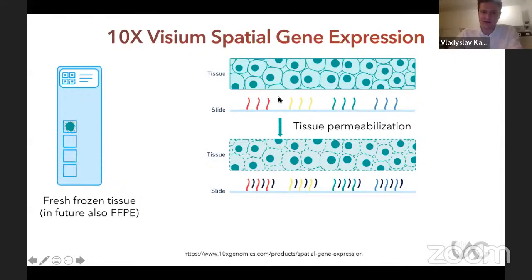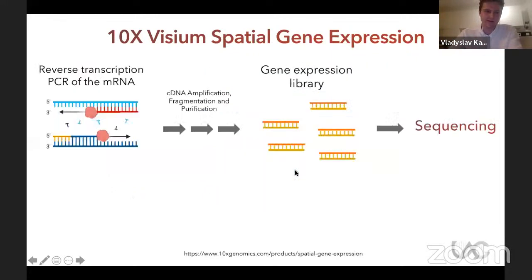Because the spots are below the tissue, we can capture our messenger RNA molecules with these barcoded spots. And that's how we gain spatial information about the messenger RNA contained in our sample. The next steps would be the conventional ones that we saw five or six times today. You will do reverse transcription PCR out of your messenger RNA. You will amplify, fragment, and purify your DNA library, and afterwards you get your gene expression library, but in that case, a spatial expression library.